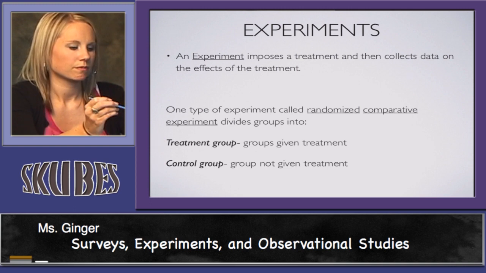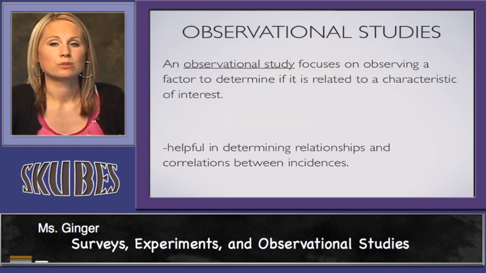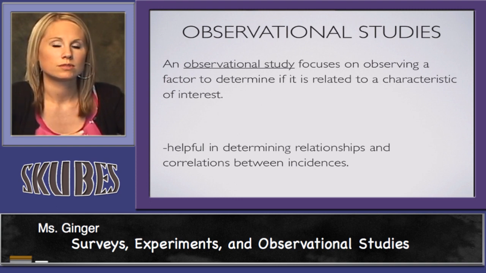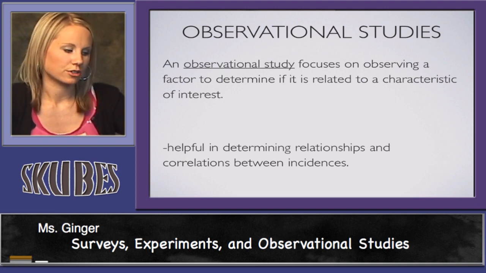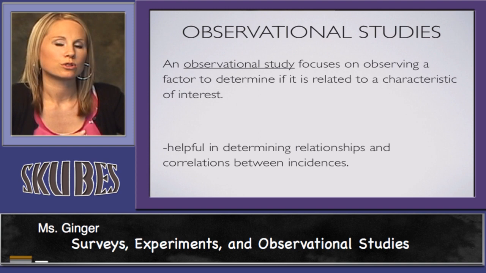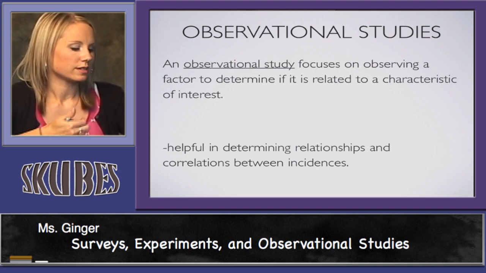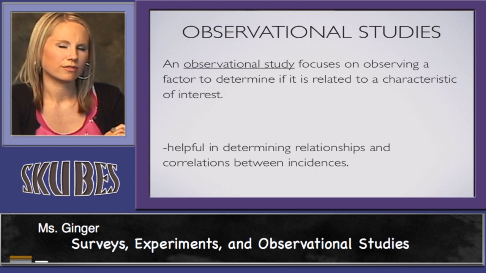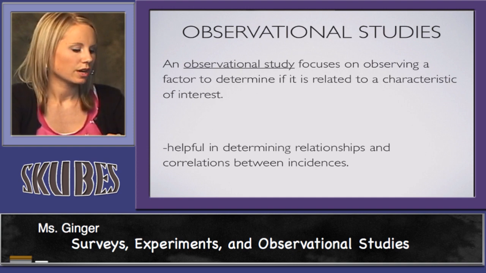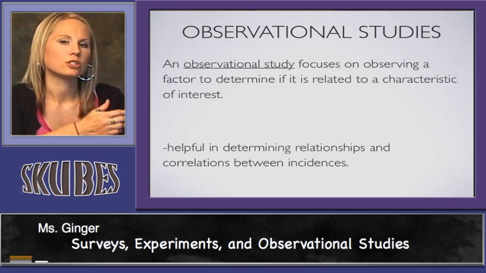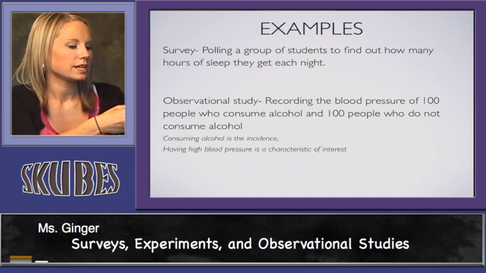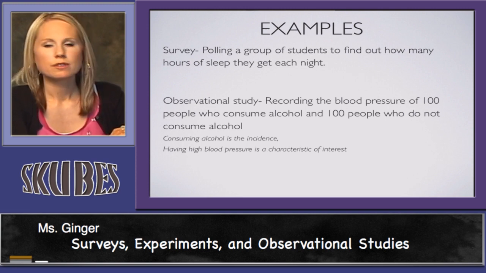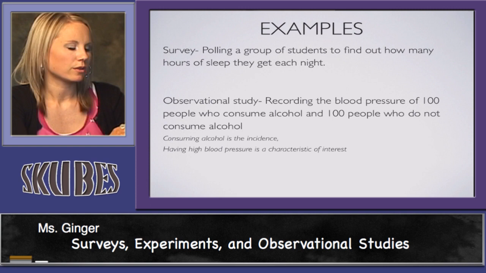Okay? All right, and then we have observational studies where we're simply observing something that's happening or observing results, focusing on observing a factor to see if it's related to a characteristic of interest. So, for instance, if you're trying to figure out if two things have a relationship with one another, you may use an observational study and just record some details about that. So we'll see an example of an observational study in just a minute so you can see what that looks like. So examples of each one. So we sort of talked about what these are.